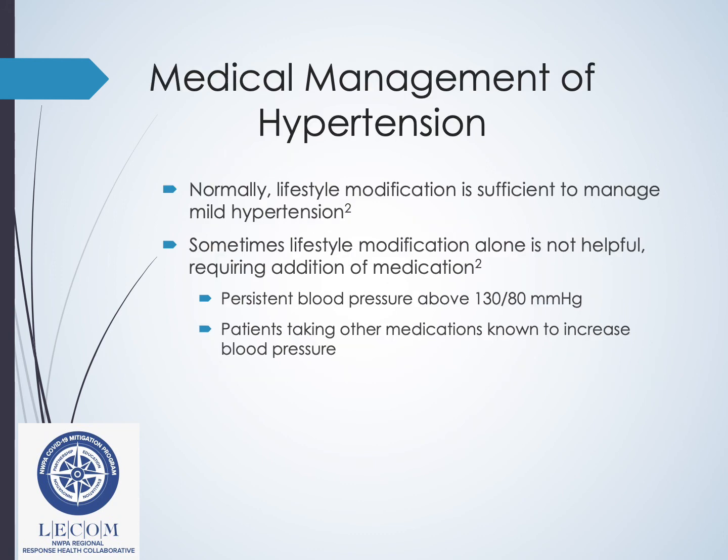Normally, lifestyle modification alone is sufficient to manage mild hypertension, even up to stage 1 hypertension. Sometimes, lifestyle modification alone is not helpful in reducing blood pressure. In that situation, then we will add medications. These are usually situations where blood pressure persistently stays above 130/80, or if the patient is taking other medications that have been known to increase blood pressure, then we will add medications in that situation.